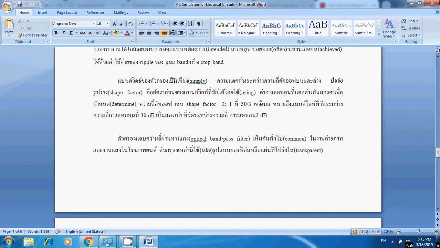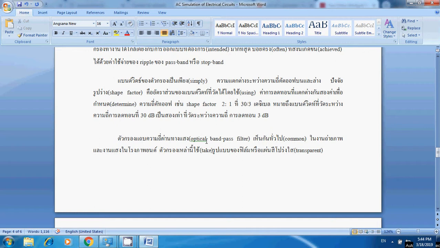The bandwidth of the filter is simply the difference between the upper cutoff and the lower cutoff frequency. And the shape factor is the ratio of the bandwidths measured using two different attenuation levels to determine the cutoff frequency. For example, a shape factor of 2 to 1 at 30 dB or 3 dB means that the bandwidth measured between the attenuation frequencies at 30 dB will be double whatever is measured between the attenuation frequencies at 3 dB.